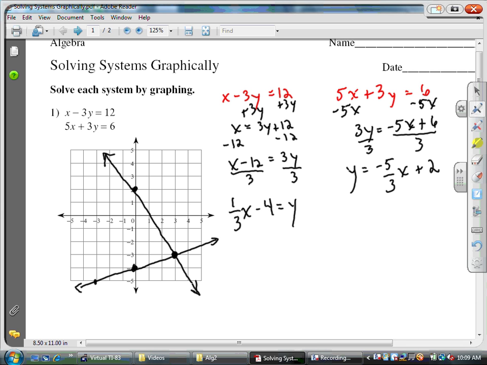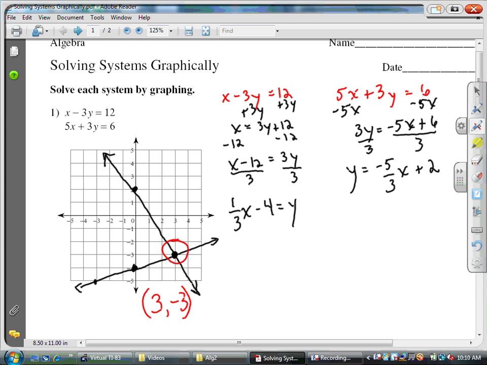Okay, we can see very clearly where on this graph we have an intersection. Alright, and therein lies the solution. We have an answer here of 3, -3.